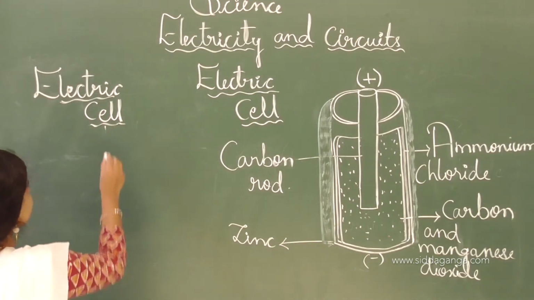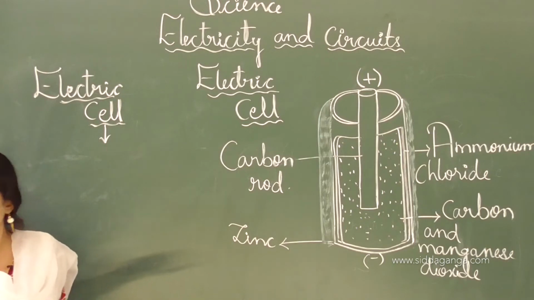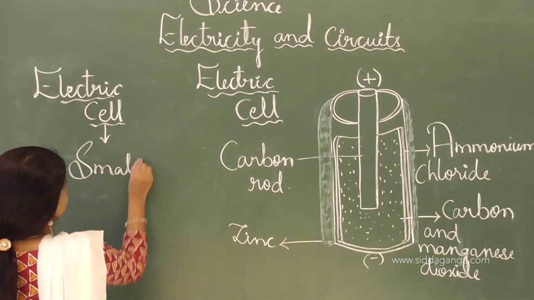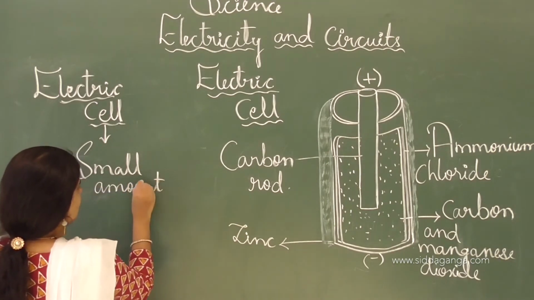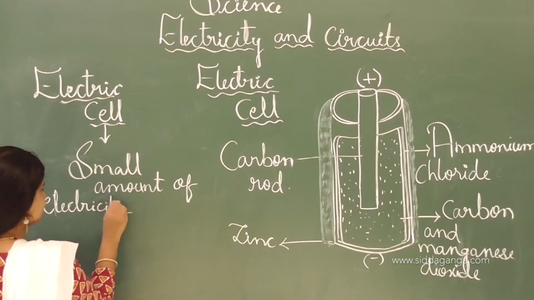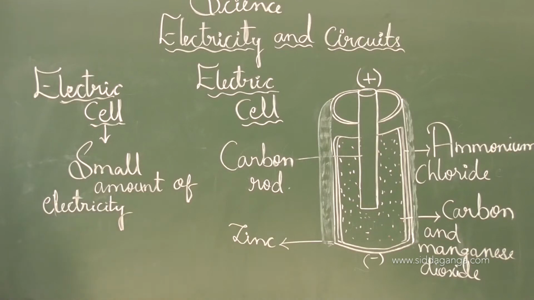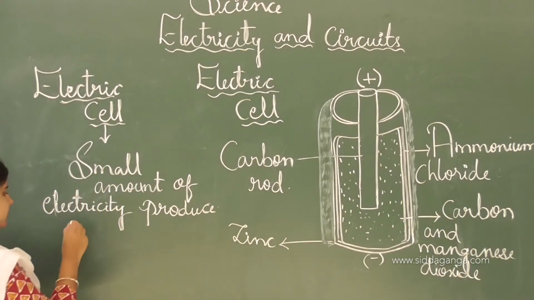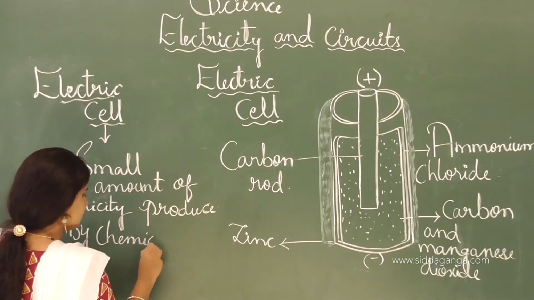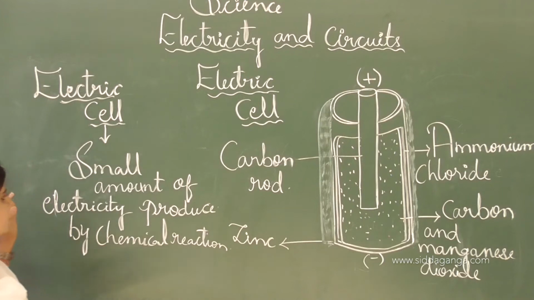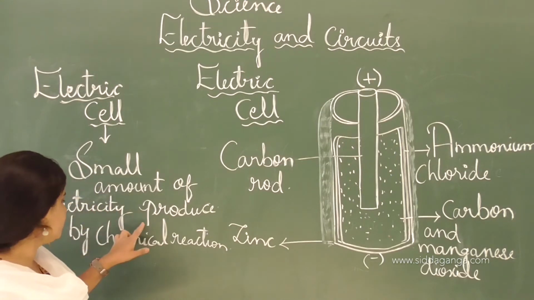One more definition of the electric cell is a device which produces a small amount of electricity by chemical reaction. Small amount of electricity is produced by chemical reaction.